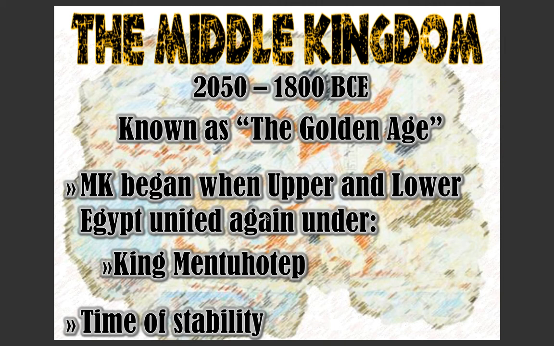The Middle Kingdom ran from around 2050 to 1800 BCE and is known as the Golden Age. And it's known as the Golden Age because it was a time of stability. It was a time of prosperity. It was a time of developing Egyptian culture. So it was a really good kingdom to live in.